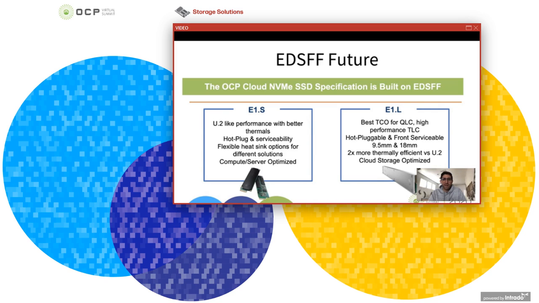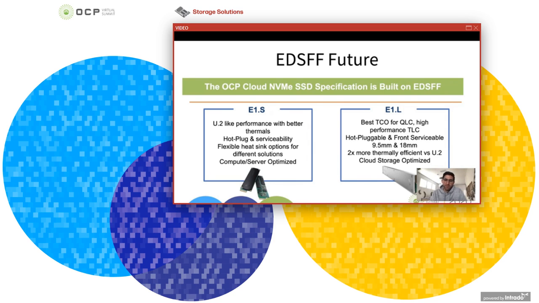E1.L, on the other hand, is really optimized for high capacity JBOD, JBOF. It's still hot pluggable and serviceable, but you really have improved manageability, serviceability, power and thermal capabilities, much better than U.2 as far as using it for high capacity storage. And again, it's 1U optimized. So we really see this as the building block for high performance and high capacity scalable cloud storage.